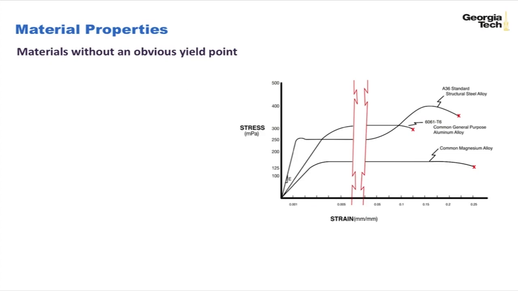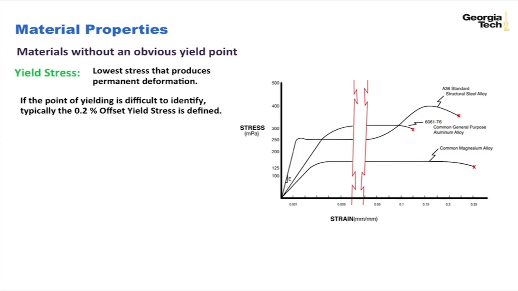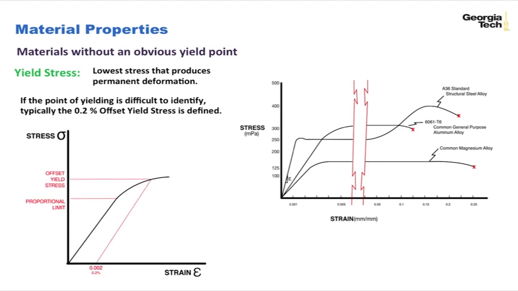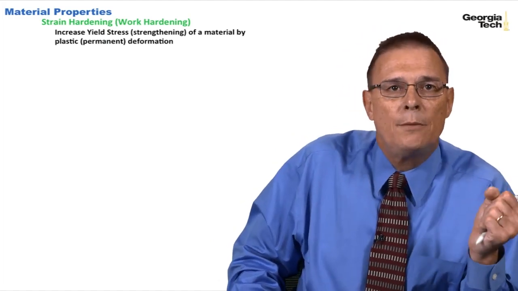We looked at what we called 2% yield stress, which was used for materials where the yield stress was difficult to identify. And now I want to talk about something called strain hardening, or sometimes called work hardening. It's an ability to increase the yield strength or the strengthening of the material by this permanent or plastic deformation that takes place. And this permanent or plastic deformation that takes place, we call the permanent set or residual strain.